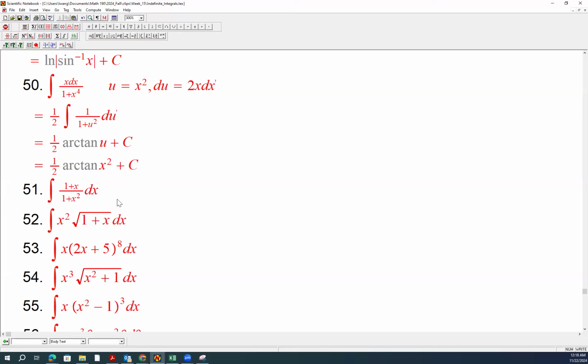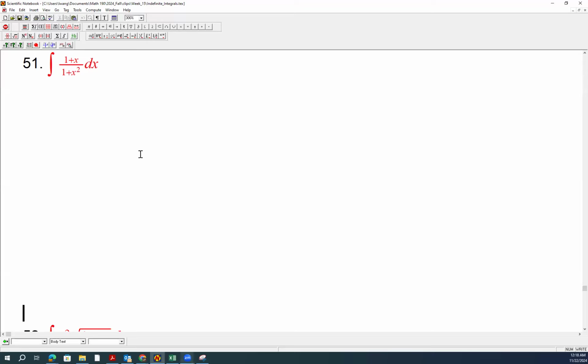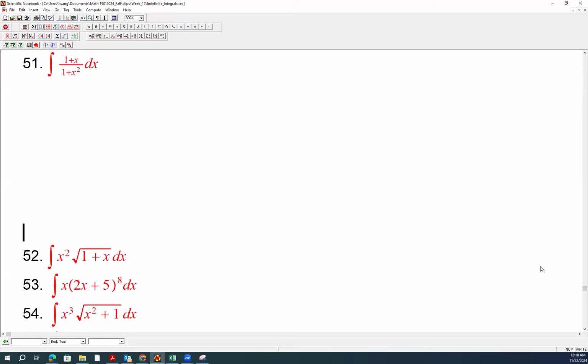Next one, 51. What are we going to do with 51? You may think, but this time I'm going to show you. If you think you're going to have u equal to 1 plus x squared, it's actually not going to work. I'm going to show you why it doesn't work.